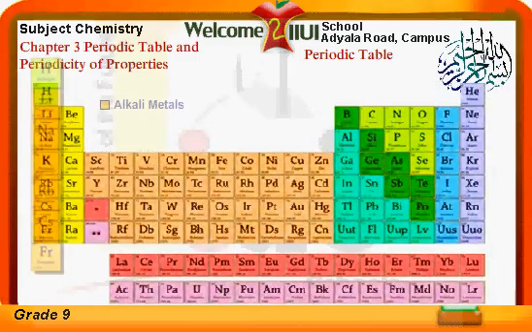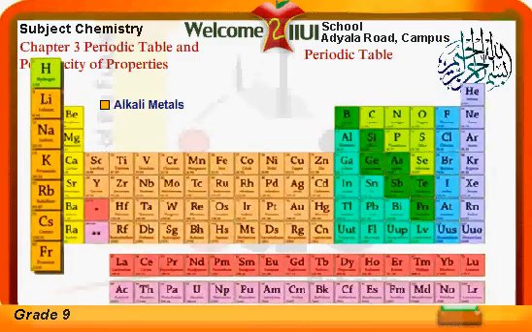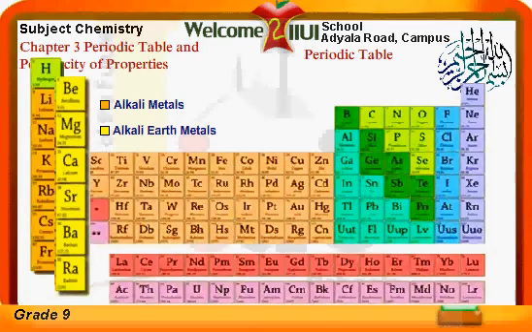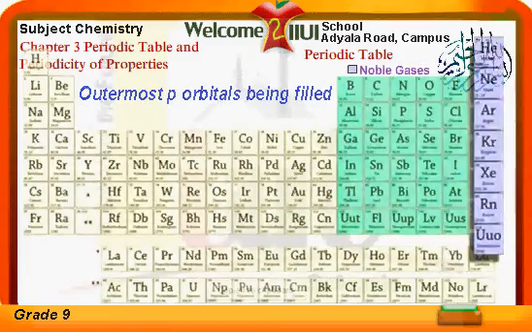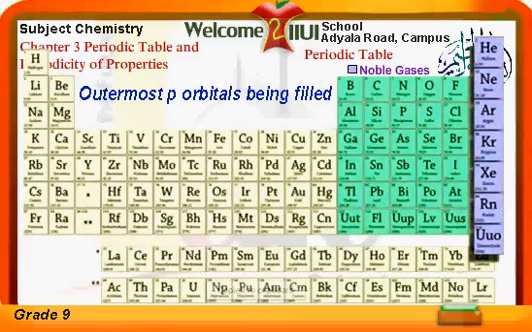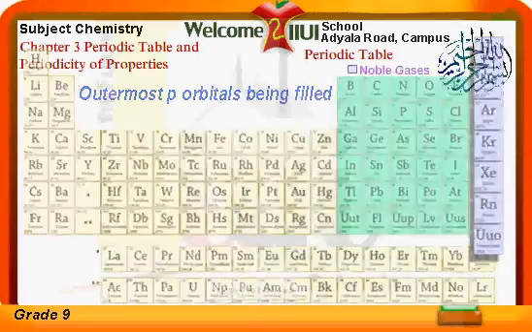The two outermost groups are called alkali metals and alkaline earth metals. The s orbitals of the outermost shell of atoms are being filled in these groups. On the right, there is a block of 6 columns. These elements have outermost p orbitals being filled. Notice on the far right are the noble gases, which all have filled valence electrons.